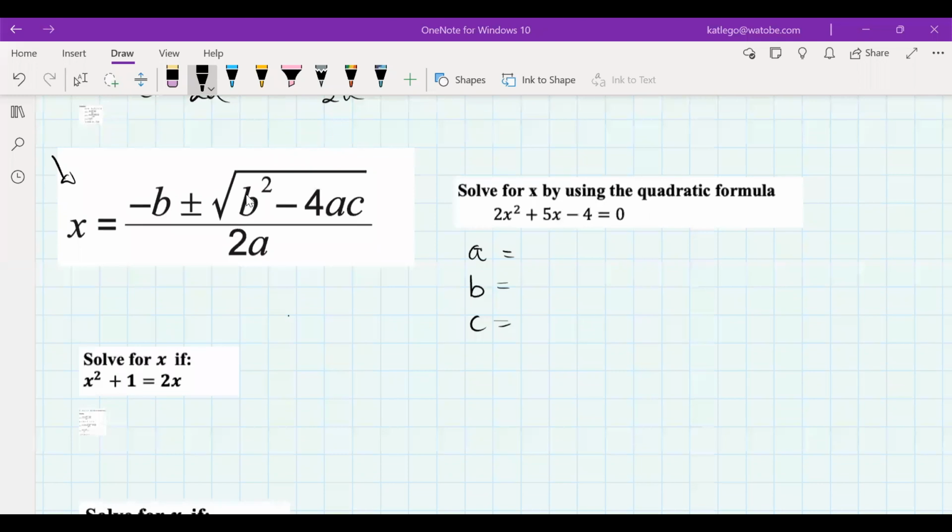A is equal to... A is equal to? 2. Mm-hmm. B is equal to 5. And C? Then C is equal to -4. Now, everyone, you have 2 minutes to go substitute and tell me what your 2 values for X are.